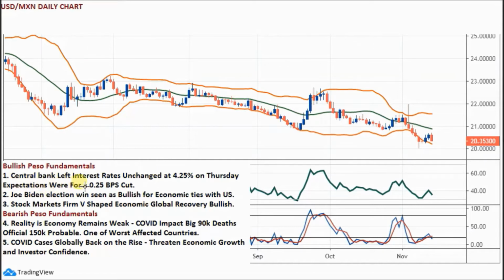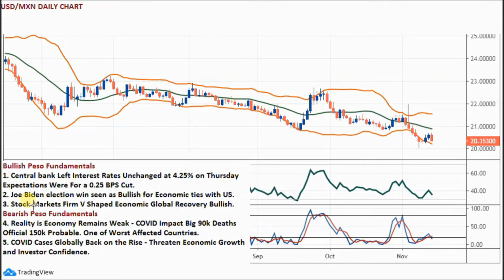Well, the central bank left interest rates unchanged at 4.25% on Thursday. There were expectations for a cut of 0.25 percentage points. So it's a healthy interest rate over the USD, but I think that's getting pretty priced in now. Thursday, obviously, the meeting happened and the dollar was still firm. Then we've seen a little bit of selling on Friday. The peso's been pushing the dollar down for a while.